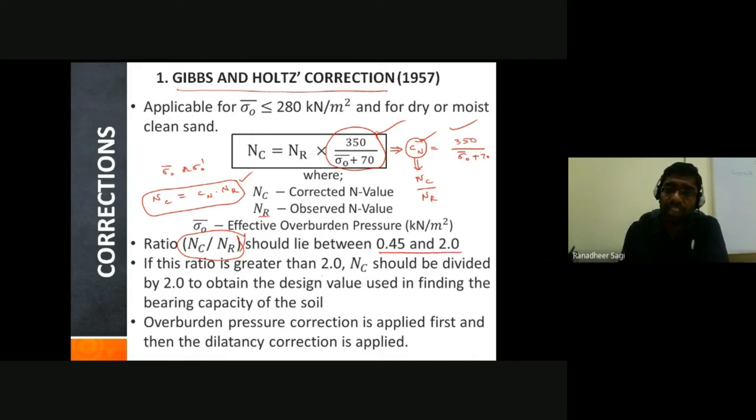In case the correction factor you are getting is greater than 2, then the corrected Nc value you are calculating should be divided by a factor of 2 to obtain the SPT N value to be used in the design, or in the estimation of the bearing capacity of your soil. In case this Cn value is less than 2, no problem.